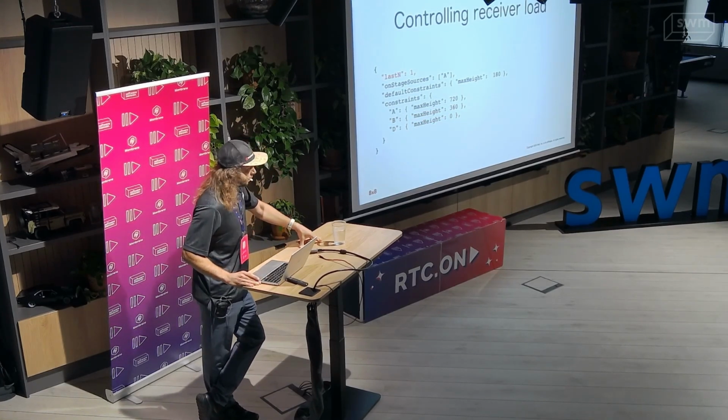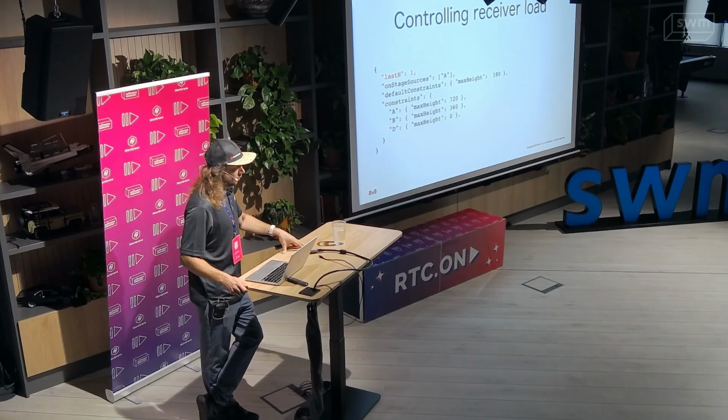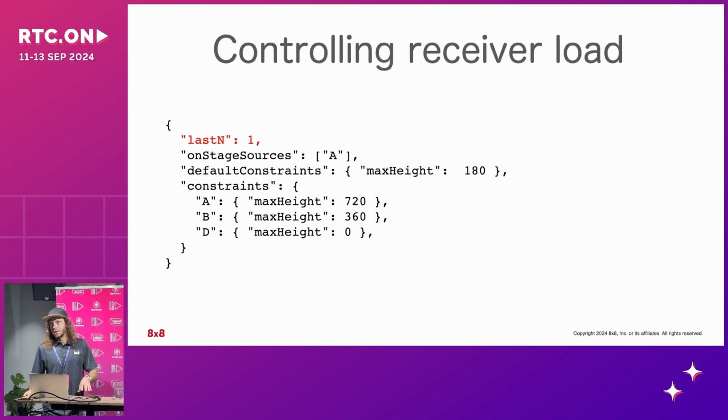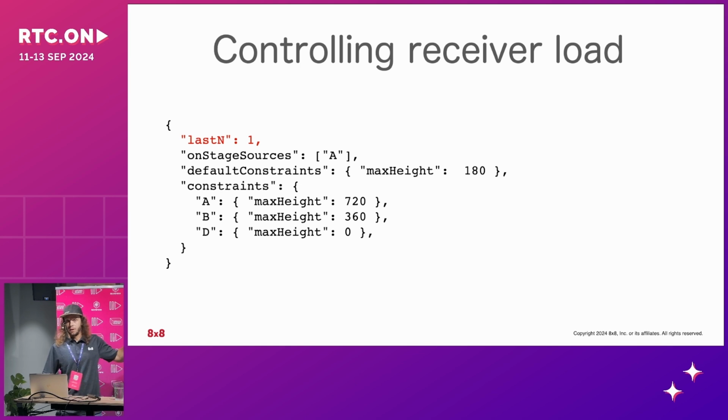And we can also use this to adapt to load. So if we detect we're getting overloaded on the client side, we can drop down to a single stream, as well as switch to something like VP8, things like that. So that's how our bandwidth allocation works in a few words.